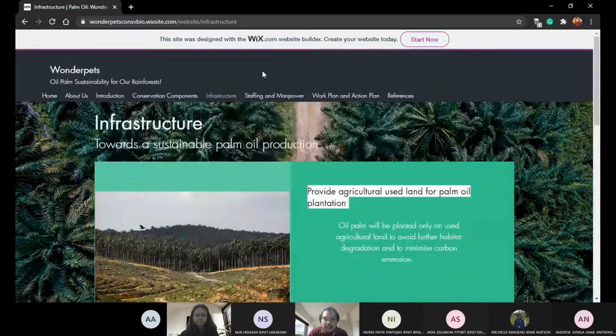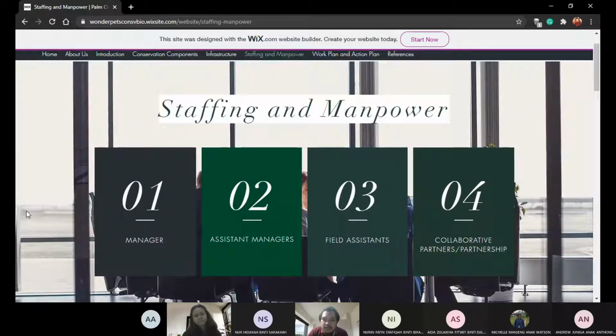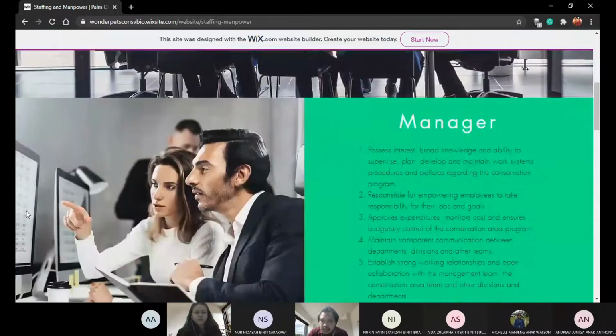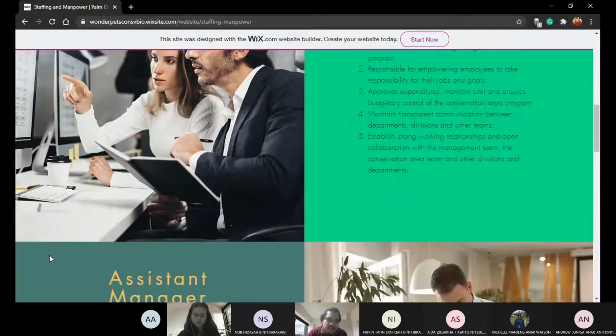Next is staffing and manpower. These are the job descriptions or work scopes for each of our staff. The first one is the manager. The manager needs to have the ability to supervise, plan, develop, and maintain work systems, procedures, and policies regarding the conservation program. Next is the assistant manager.